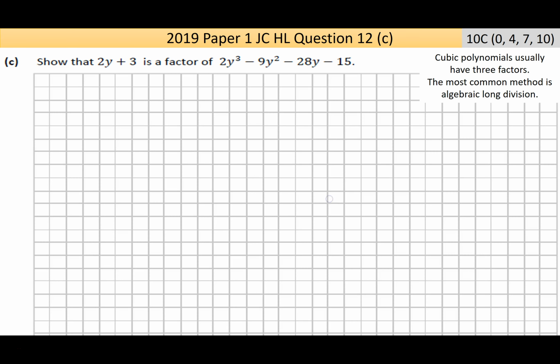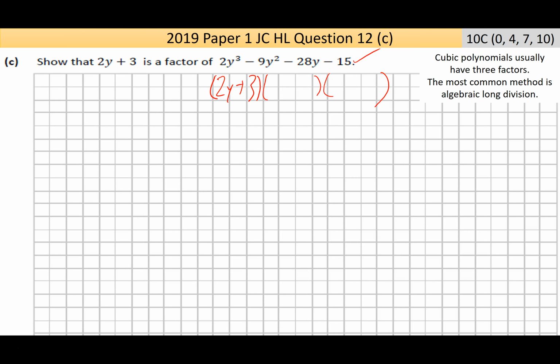Deceptively easy. Okay, so part 12c here now, this is a tricky method in a sense, and this equation here is a cubic equation. Now, cubic equations typically have 3 factors. Okay, you're given one of them, 2y plus 3. Now, if you can find all the factors of this, you'll see that 2y plus 3 is one of them. Okay, and there are methods for doing that.